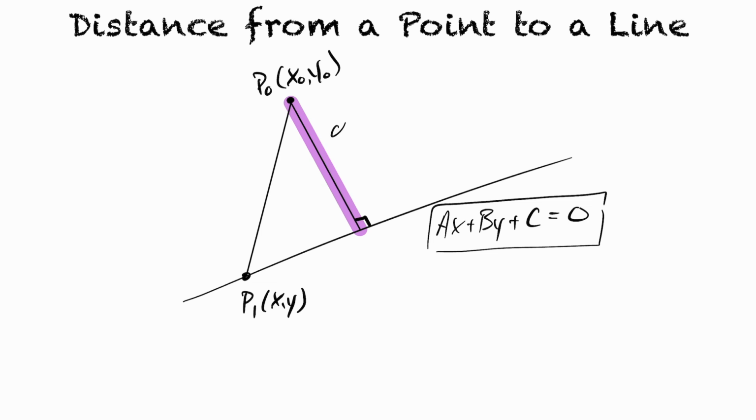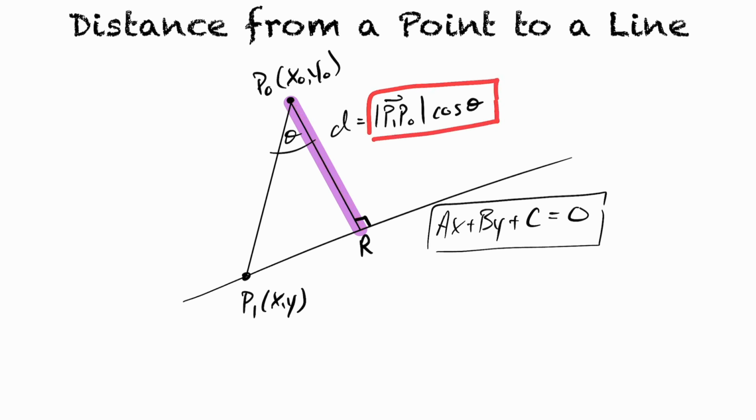I'm going to let this be d. Now, right away, if I let theta be the angle here, we know that the length of the shortest distance, or d value here, by definition would be the magnitude of P1 P naught times the cos of theta. Now I'm going to let this point right here be R. So this length right here that we're interested in finding a formula for can be expressed as the magnitude of P1 P naught cos theta, which is equivalently equal to the magnitude of P naught R.